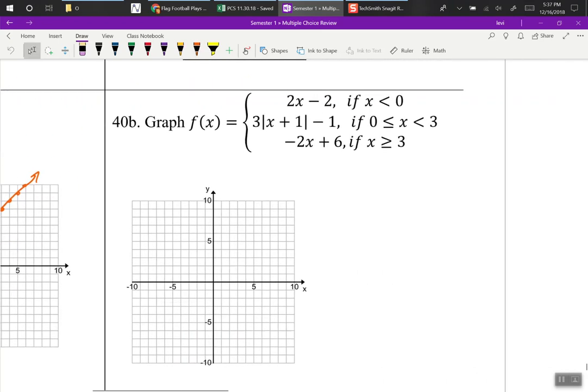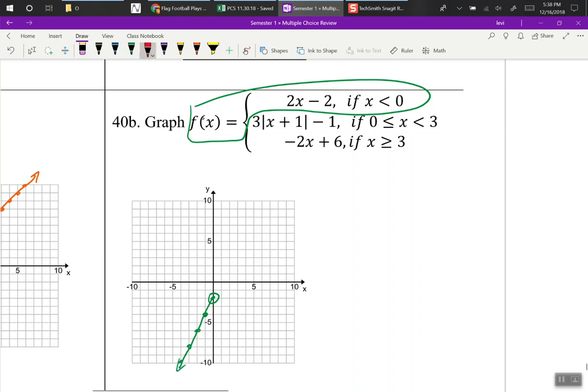40b, same idea. This first graph is going to be, let's do it in green, for x values that are less than 0, so y-intercept is -2. Slope is up 2, right 1, but I want less than 0, so I'm going to go down 2, left 1. And we don't have the equal sign, so we have an open circle here.